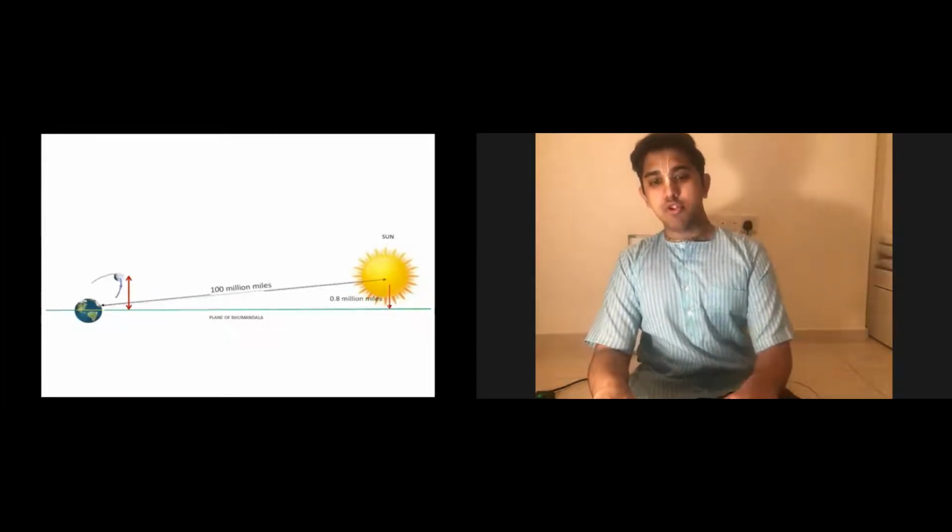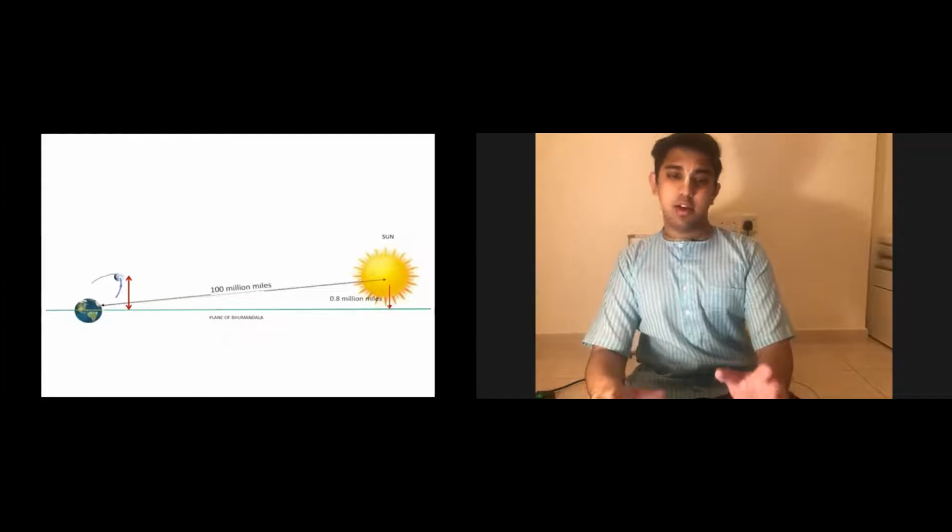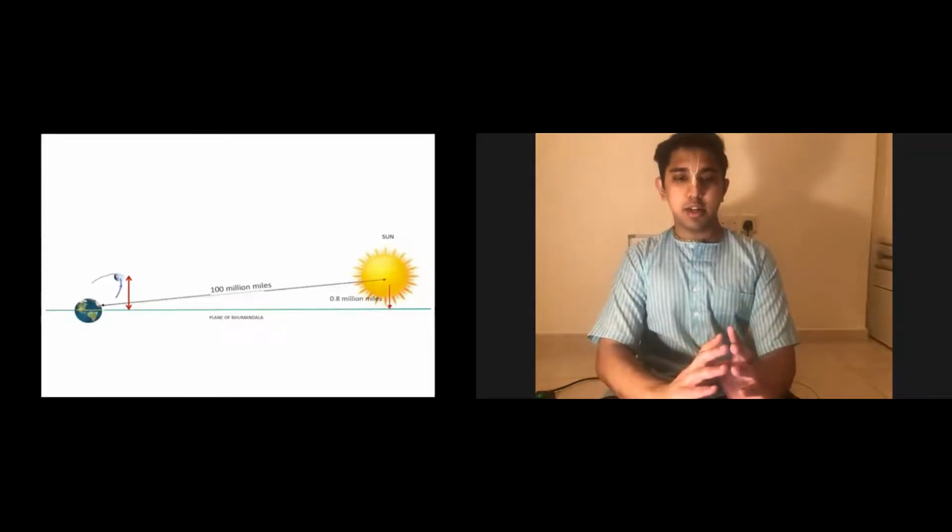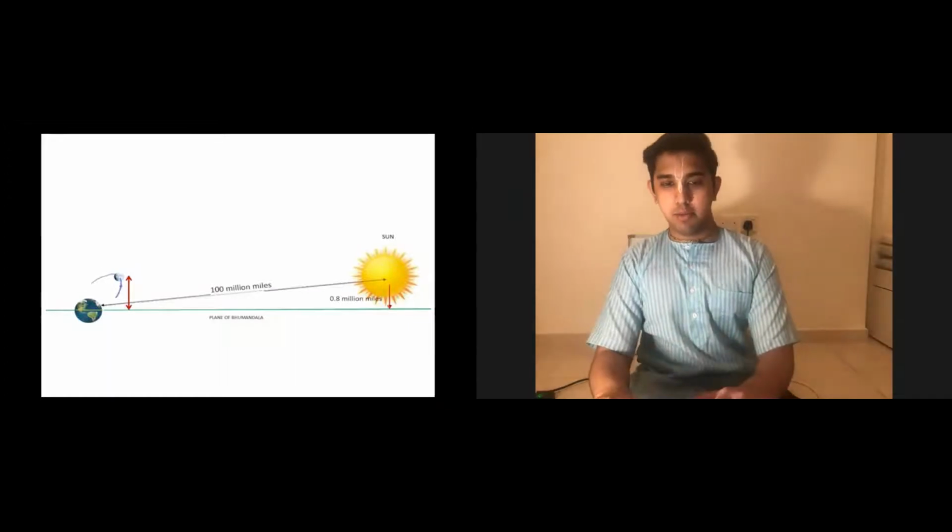The moon's orbit is physically close to the earth, but it's vertically quite far up from the sun.